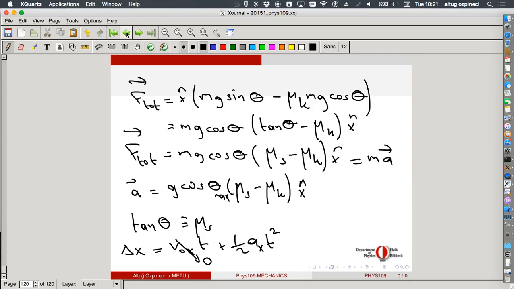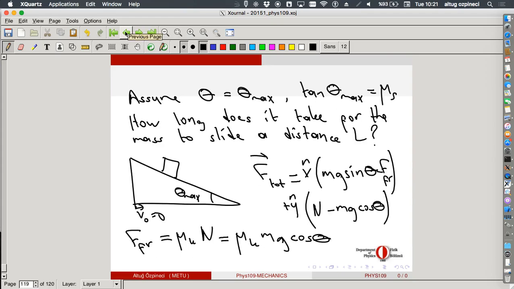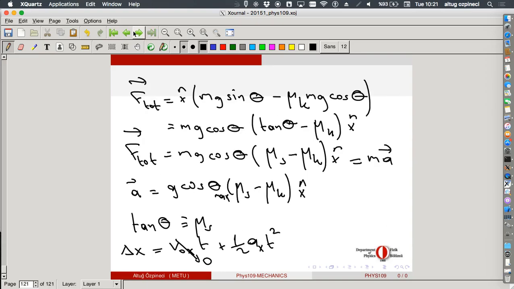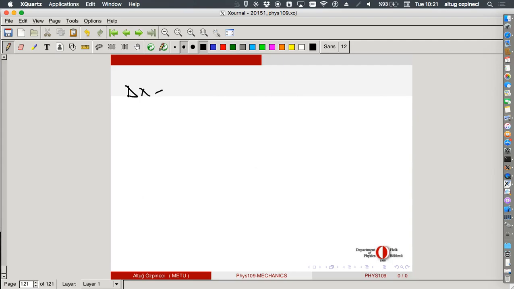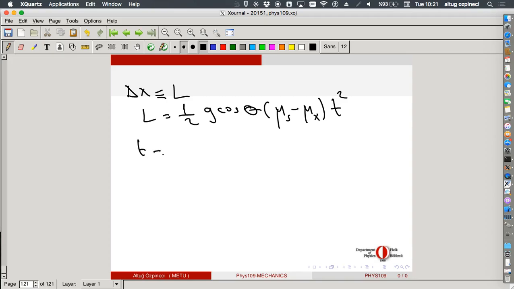And the question is asking us, what is the time for the mass to slide a distance, that is, the displacement of the mass should be L. So if the displacement is L, this is given in our question. So L should be equal to 1 over 2 g cosine theta times (mu s minus mu k) times t squared, and we can determine t.